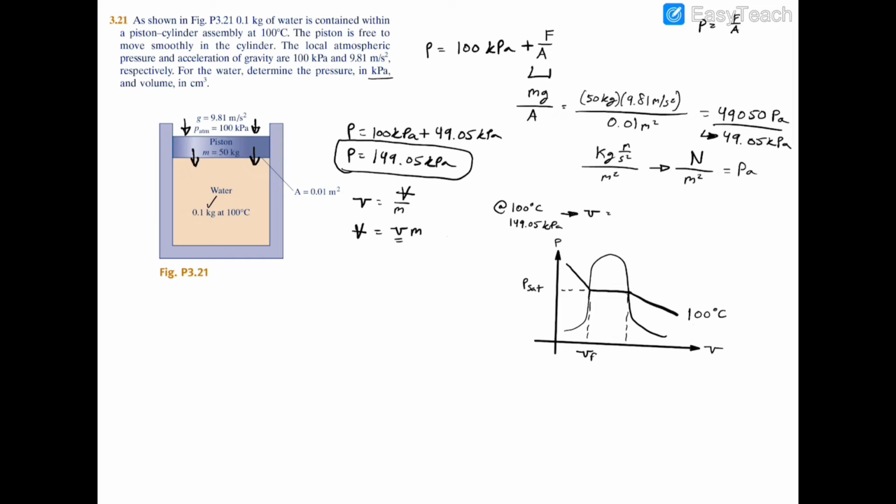But in the meantime, here on the left is going to be your saturated liquid, and here is going to be your saturated vapor. So essentially what I'm getting at is, if our 149.05 kilopascals is less than the Psat, then we'll be somewhere over here and will be in the liquid region. Now, if our 149.05 is greater than Psat, then we would be over here instead, and then we'd be in the superheated region, right? Because we have to be along this line. And now if we're somewhere between vf and vg, essentially right over here, then we would have a two-phase mixture.